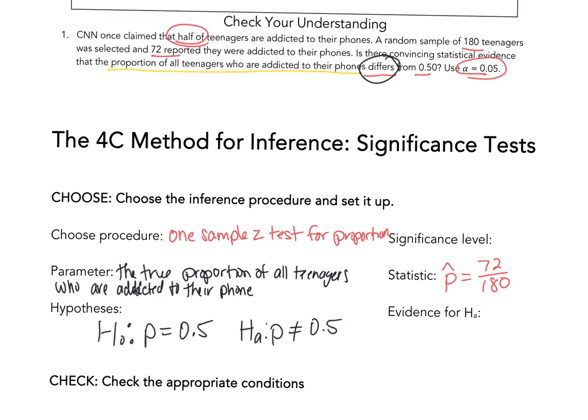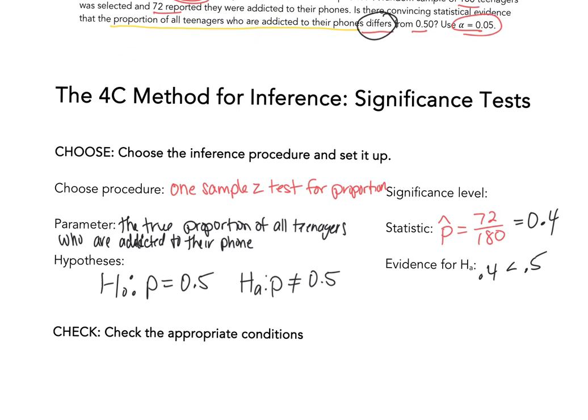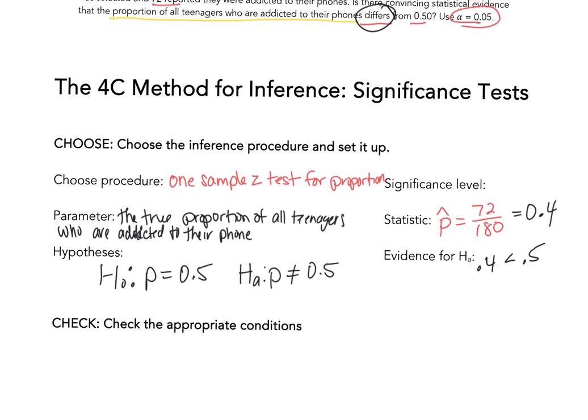And what is our evidence? Well, our evidence is that 72 over 180 is 0.4, right? So 0.4 is less than 0.5. So our sample is less than what is stated. So there's a little bit of evidence for HA, but is that convincing evidence? So we're going to check our appropriate conditions.